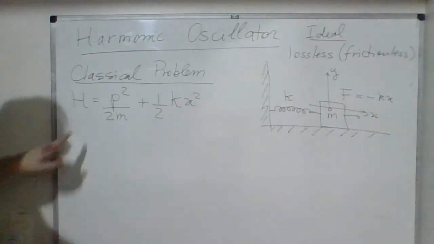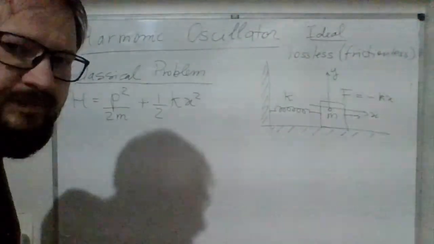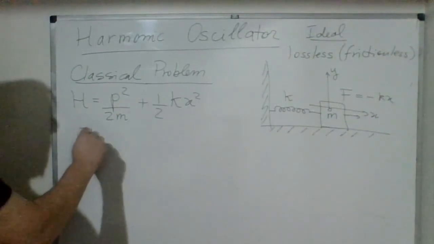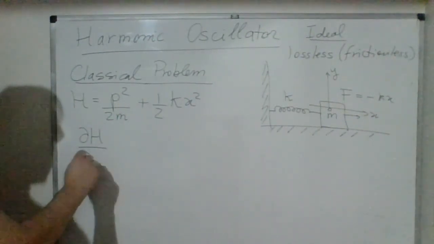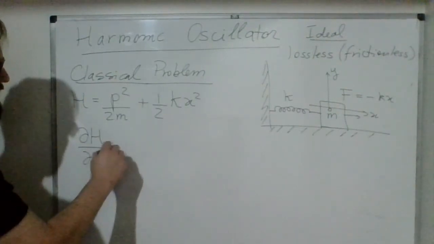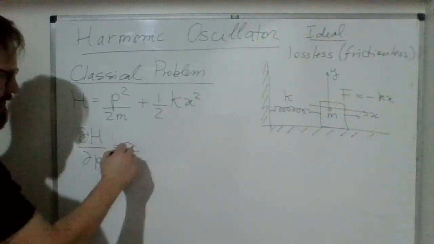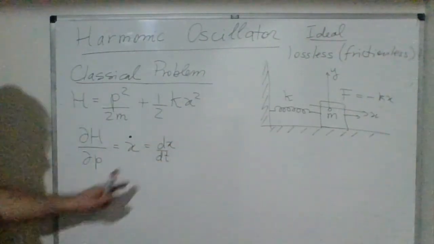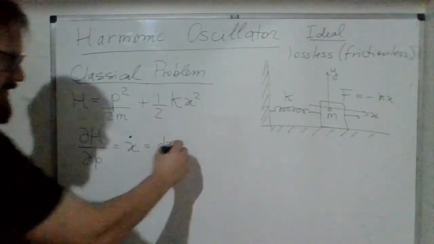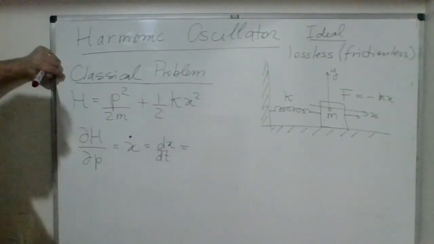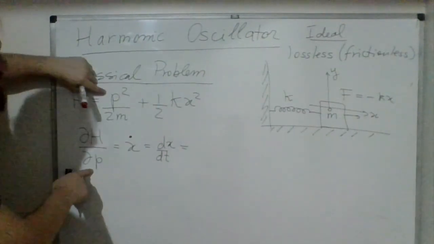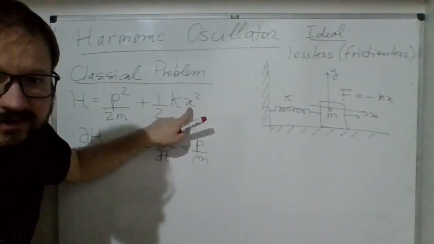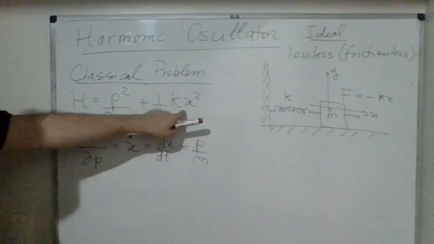All right. Well, if you calculate Hamilton's equations, you'll find out that the derivative of the Hamiltonian with respect to the momentum is x dot, which means the time derivative of the position of the particle, right? If you apply the derivative with respect to momentum here, you'll find p over m, because the potential term doesn't depend on the momentum, it's just a position dependent term. This is the potential energy.